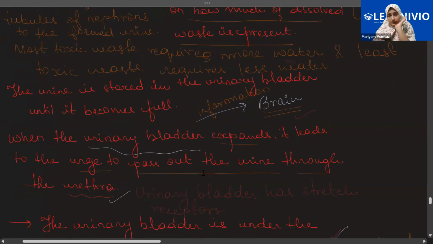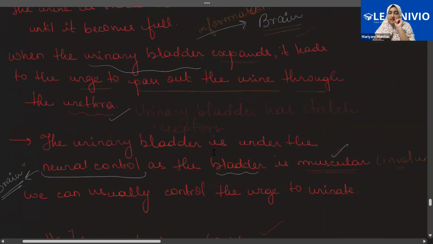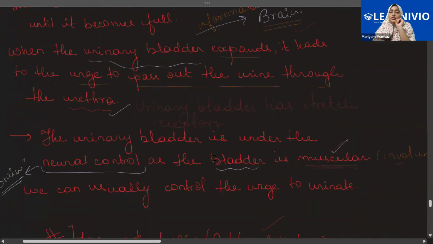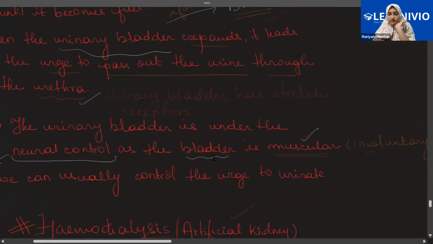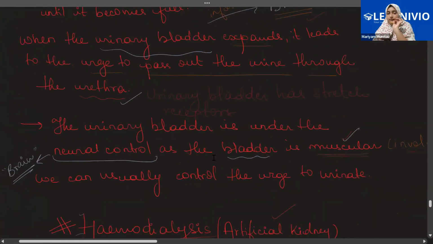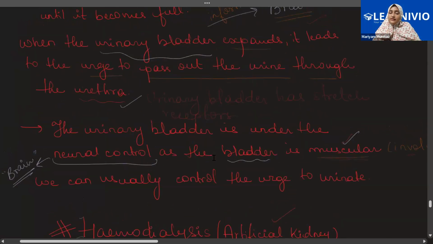Now, the urine that has been formed gets stored in the urinary bladder until it becomes full. When the urinary bladder expands, it leads to the urge to pass out the urine through the urethra. And you know that it has stretch receptors present. Now, the urinary bladder is under neural control. Why? Because it's all under the control of the brain. We can control the urge to urinate. That is why we consider it neural control, because ultimately you are controlling it through your mind, right? So this is about how excretion takes place.